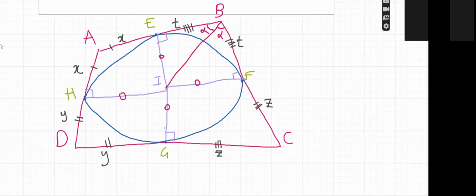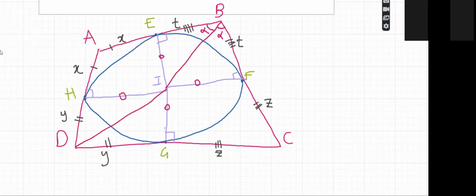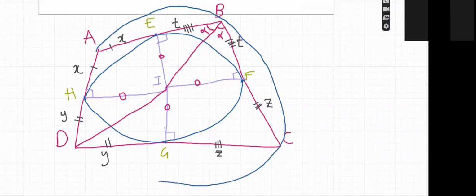Now if you look on the other side, we'll use the fact that ABCD is cyclic. So for ABCD, you can draw a circle containing all four vertices.